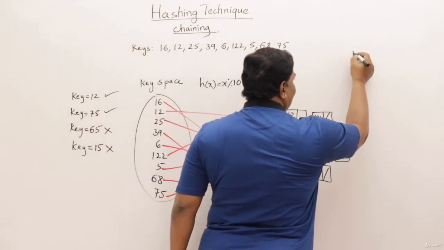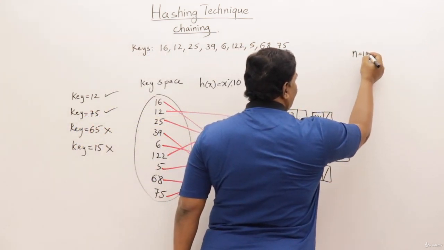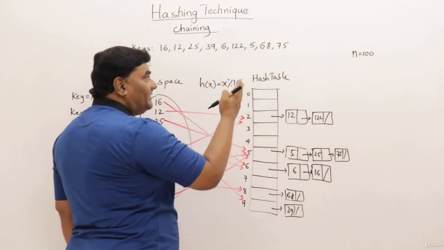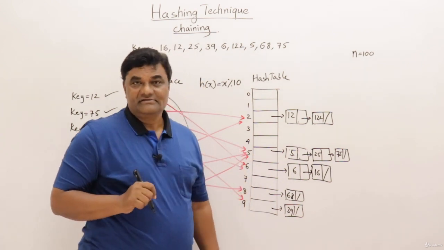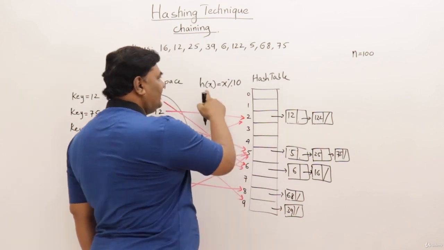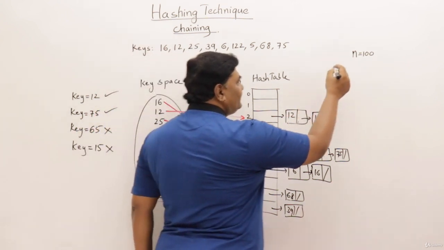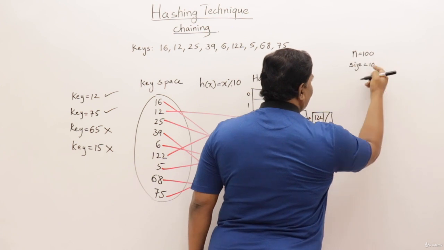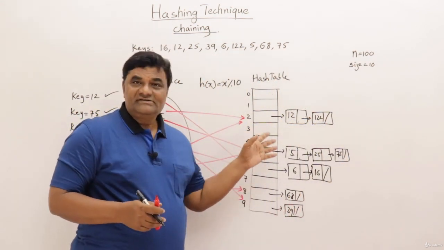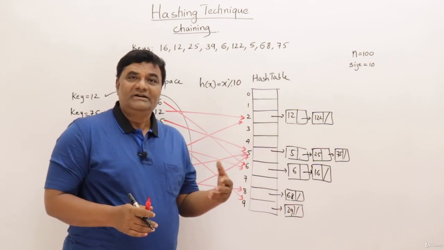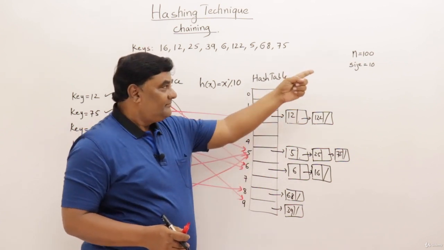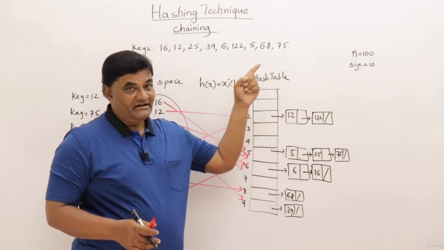Now let us do analysis. I have the number of keys that are n. Suppose I have 100 keys. Here I have only 9 keys, but assume there are 100 keys. The size of the hash table is 10 because the hash function is x mod 10. In chaining, though the size of the table is 10 only, there is no upper limit. You can add as many keys as you want because they are getting inserted in a chain. So I am taking the number of keys as 100.